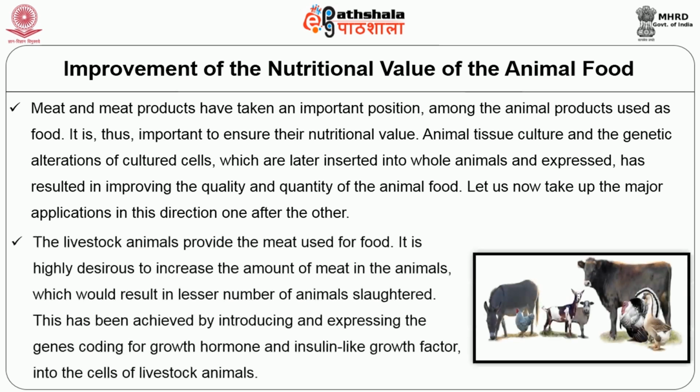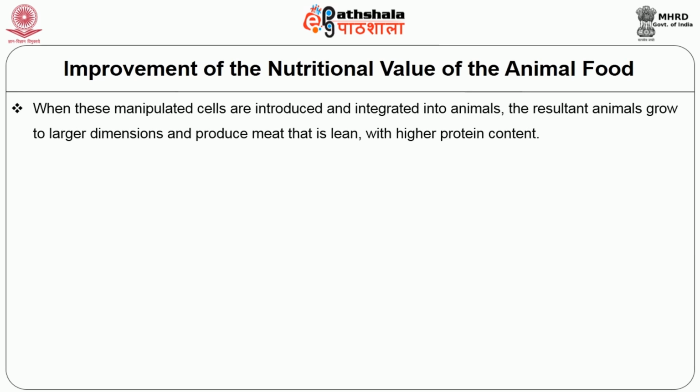The livestock animals provide the meat used for food. It is highly desirous to increase the amount of meat in the animals, which would result in lesser number of animals being slaughtered. This has been achieved by introducing and expressing the genes coding for growth hormone and insulin-like growth factor into the cells of livestock animals. When these manipulated cells are introduced and integrated into animals, the resultant animals grow to larger dimensions and produce meat that is lean with higher protein content.